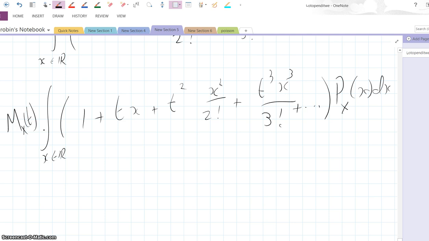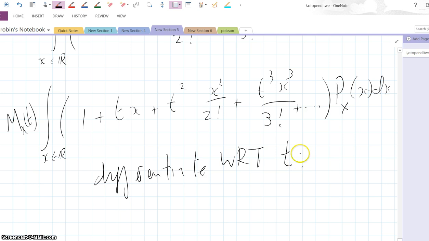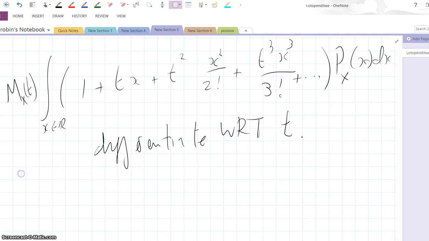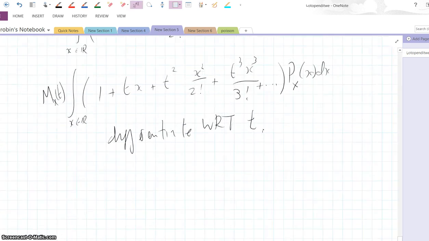Now what I want to do is this. It's a bit cheeky really, but what I'm going to do is differentiate with respect to t. I want you to think back to the first screencast. So I'm going to differentiate it once. I'm going to say d by dt, just differentiate it once.